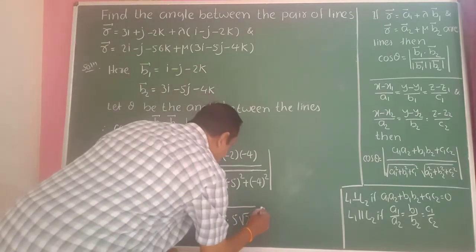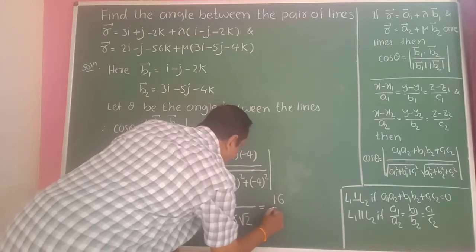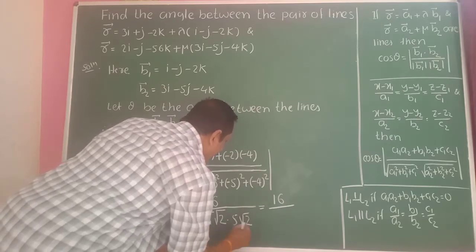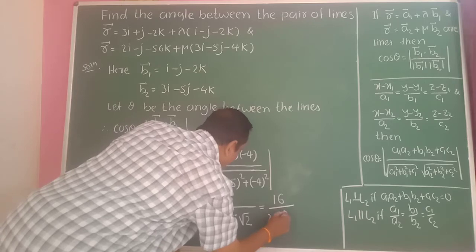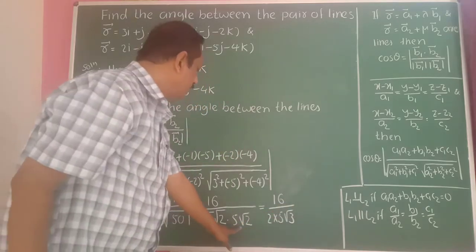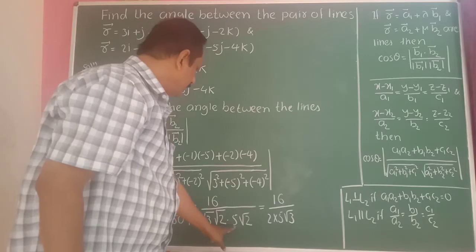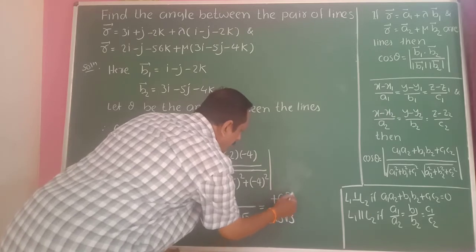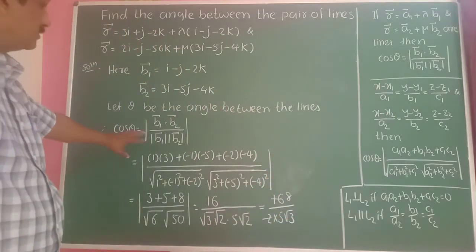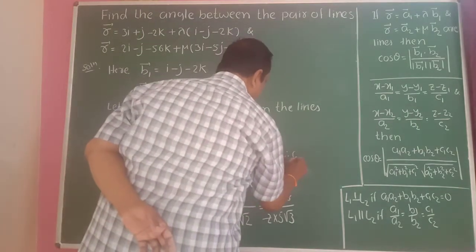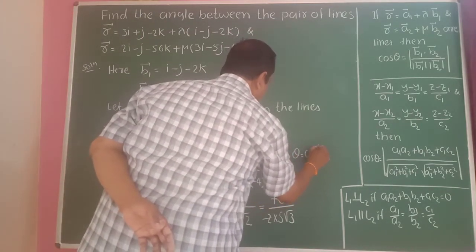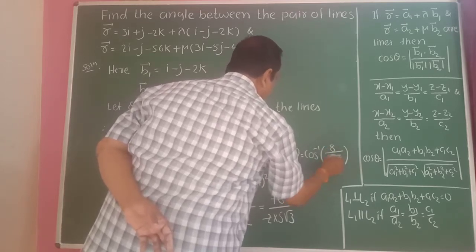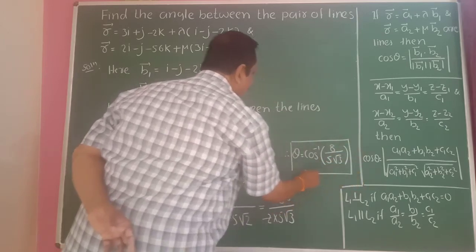Hence this is equal to 16 divided by root 2 into root 3 into 5 into root 2. Root 2 into root 2 becomes 2, 5 root 3 keep as it is. 2 into 8 cancels here. Then take cos on the right hand side. Therefore theta is equal to cos inverse of 8 divided by 5 root 3 is the answer. This is the angle between the two lines.